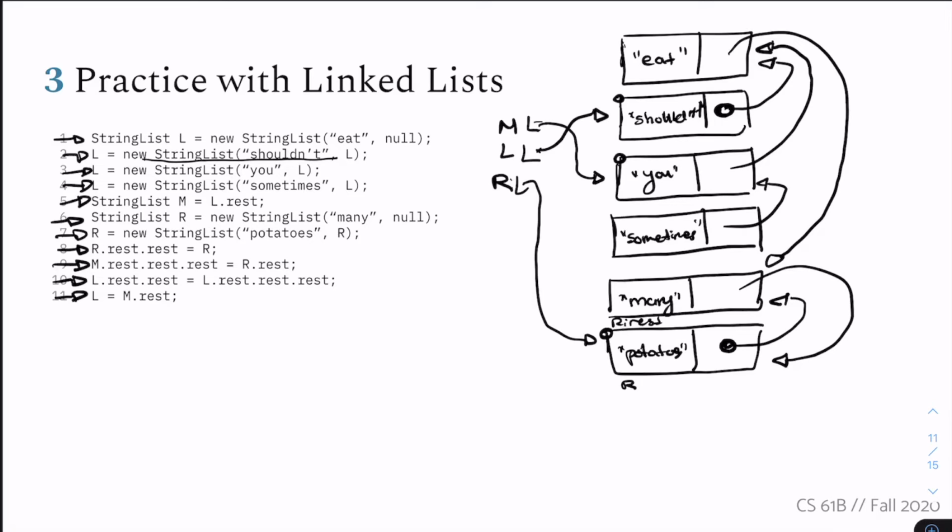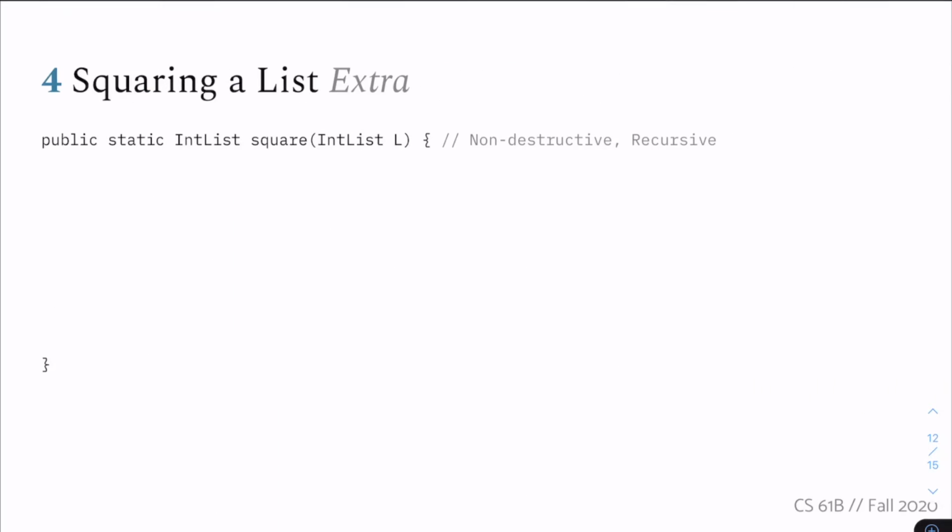Great. Okay, let's move on to problem 4. This is an extra problem. It's gonna be rough, I'll just let you know now. So, the first thing we're doing is we are trying to square every item in this int list non-destructively and recursively. Non-destructively means the int list L that you're putting in will not get changed at all. The int list that you return should be a different int list, and you shouldn't mess with int list L at all in the process. Okay, I'll give you a couple seconds to think about it.